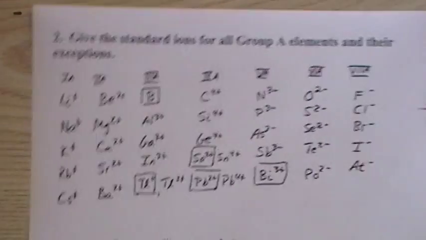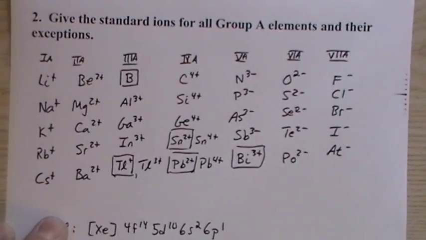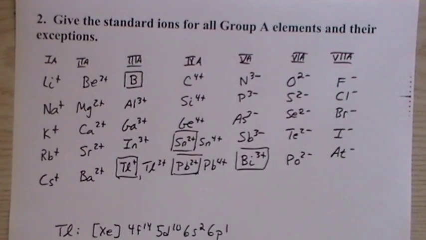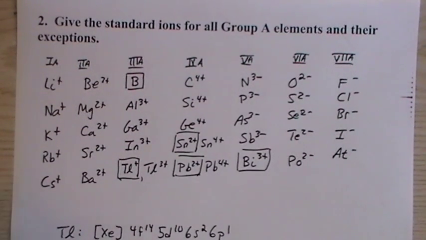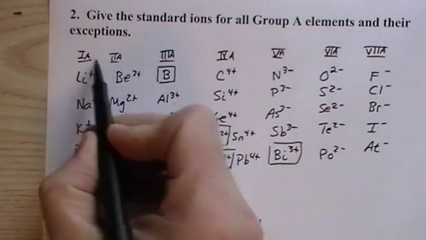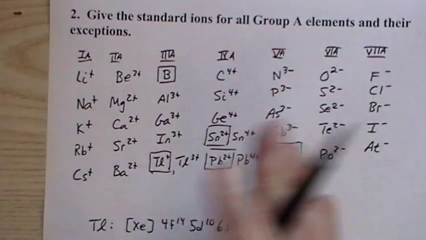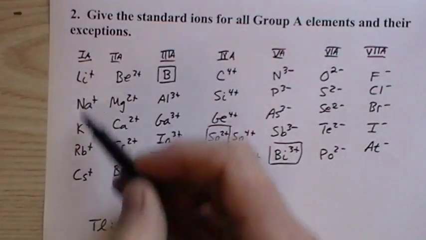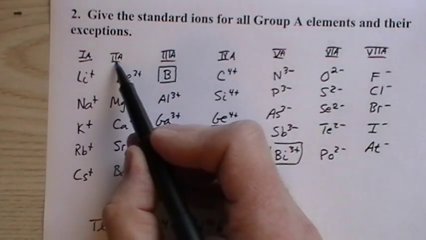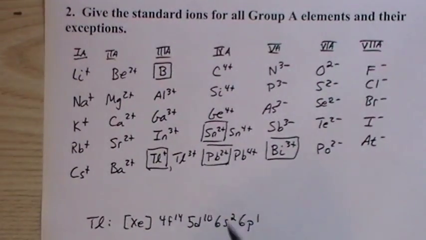Okay, 2. Give standard ions for all group A elements and their exceptions. The exceptions are the ones that we're going to focus on because you learned the basic rules in the previous class, and then we want to get closer to the truth. Now the truth is that 1A elements are all +1. That's still true. Lithium +1, sodium, so I just drew them all. Group 2A, they're all +2. So those are the same, no problem there.